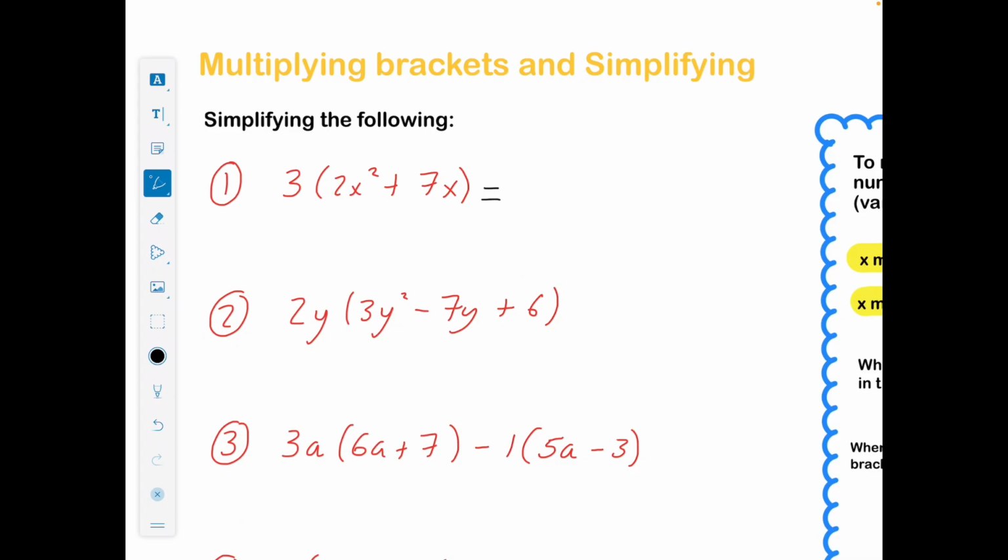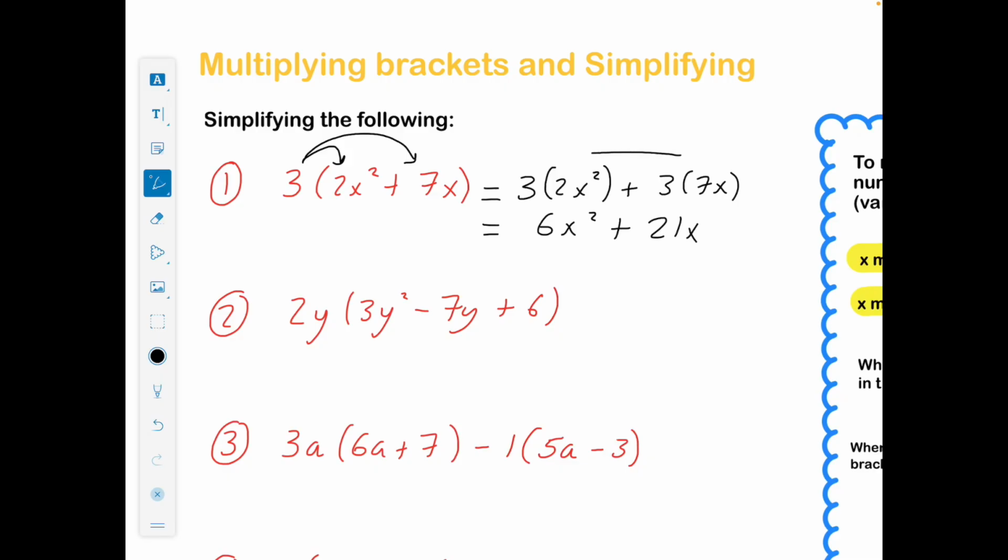So for the first one here, now, after a bit of practice, you can stop writing it out like this. Okay, it depends what way your teacher does it as well. Okay, so the first thing I'm going to do, I'm going to multiply the 3 by the 2x squared. Okay, and then I'll multiply the 3 by the 7x. Okay, that will give me 6x squared. So 3 by 2 is 6. And then 3 by 7 is 21x. Again, can't add those together. Remember, can't add x squareds and x's.